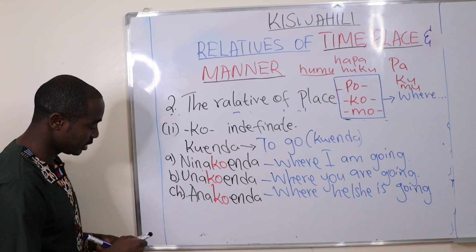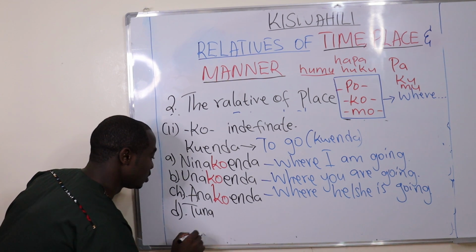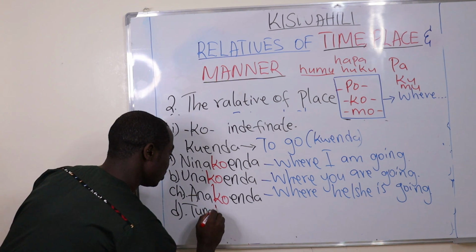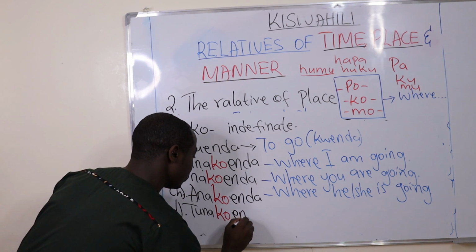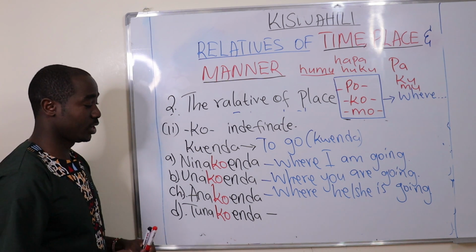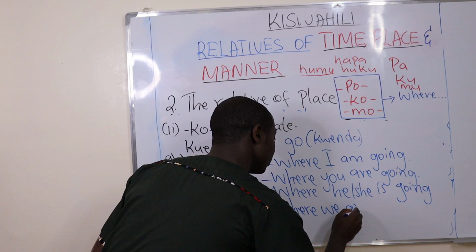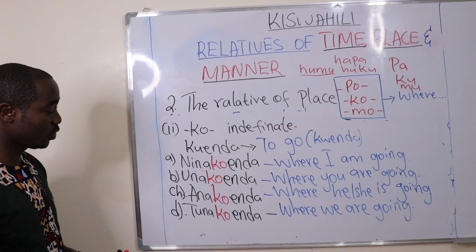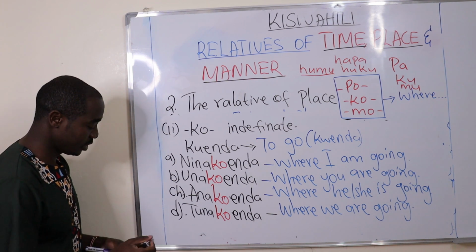Then sisi, tunakoenda. This will imply where we are going. Where we are going.